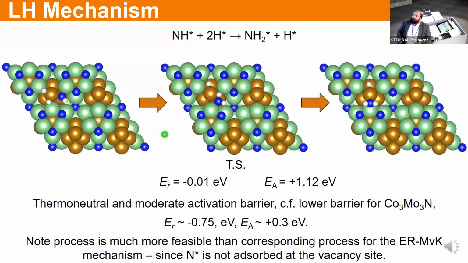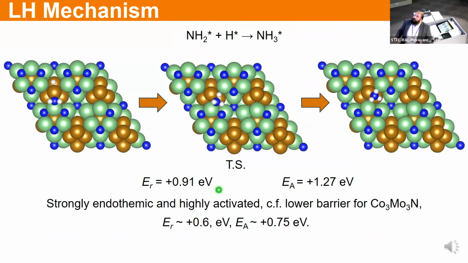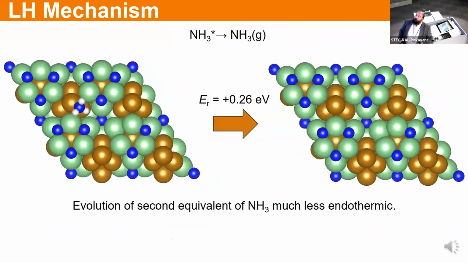So second hydrogenation of the second nitrogen atom, reasonably high barrier, almost thermoneutral. For the cobalt, we see actually a much lower barrier and it's exothermic. And we see this behavior continuing, so a high barrier of 1.27 electron volts and endothermic for the iron compared to the cobalt, also endothermic but a much lower barrier. And of course, the final process to regenerate our initial state is the evolution of the second equivalent of ammonia. And again, coming back to this general trend, this is endothermic, but not too large in energy, and it is much less endothermic compared to the Mars van Krevelen type mechanism.